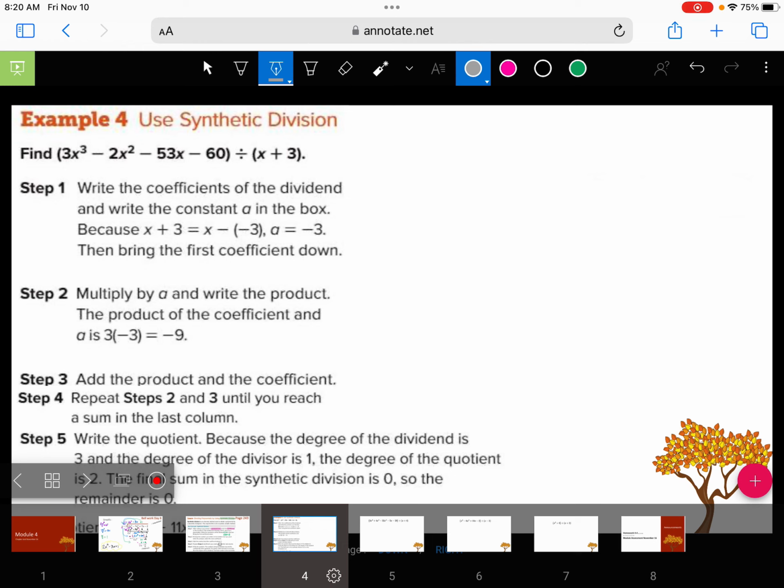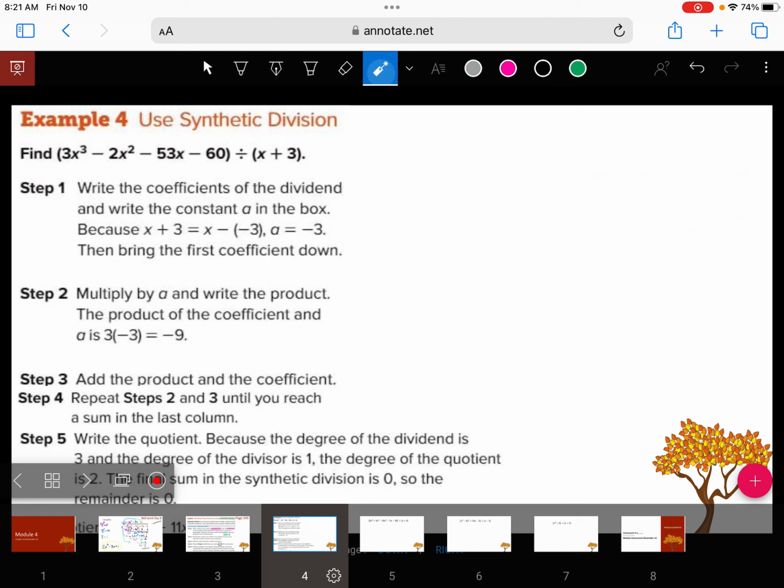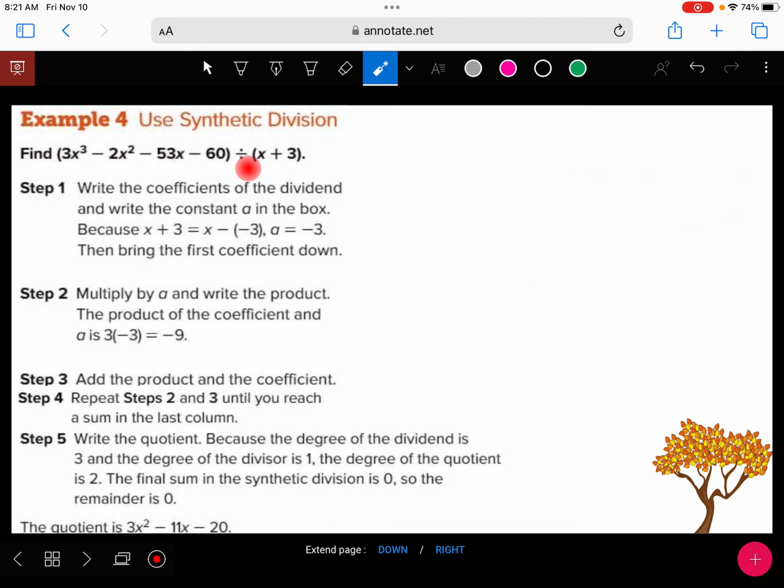Steps 3, 4, and 5 are almost identical to what it just said. Okay? So it still has the wall of text up. It's just being specific about this. This is going to be our first problem that we do. So you want to write this down: 3x cubed minus 2x squared minus 53x minus 60 divided by x plus 3. This is our first problem that we're going to do.